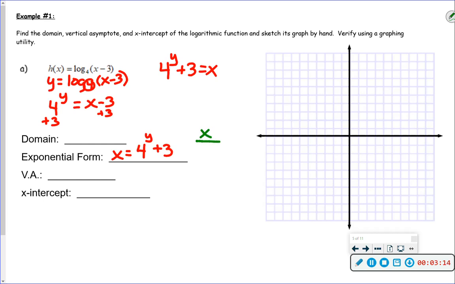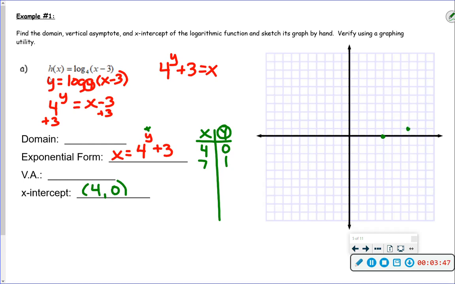I'm just going to make a T-chart. Now, this time our exponent is y, so I'm going to put values in for the exponent y. I'm going to start with something easy, 0. 4 to the 0 would be 1, 1 plus 3 is 4. Let's plot that: 1, 2, 3, 4. There's also my x-intercept on the x-axis. I might as well fill that in. Okay, let's put another nice, easy, small number in for our power, which I'm going to say 1. 4 to the first is 4. 4 plus 3 is 7.